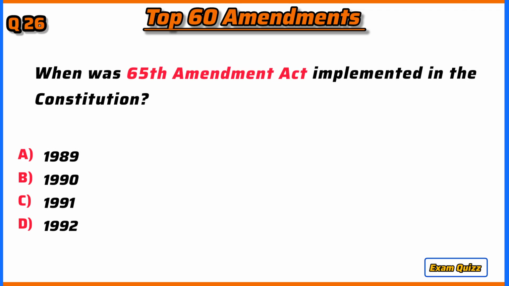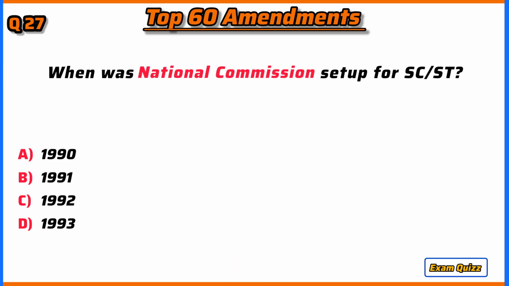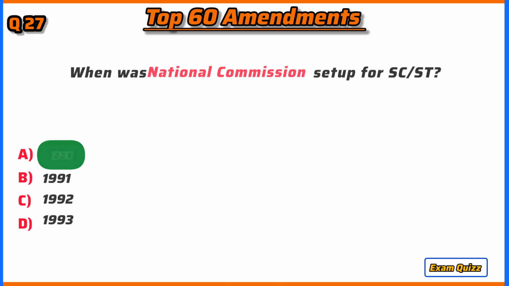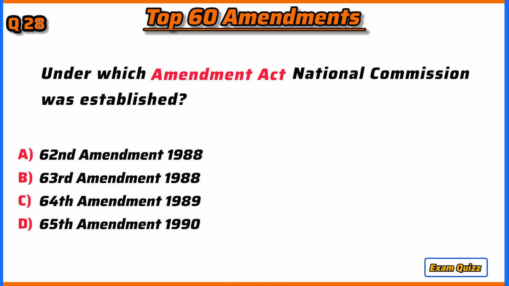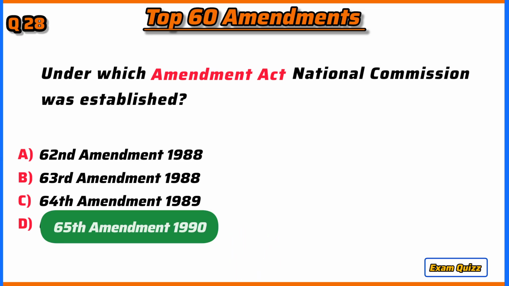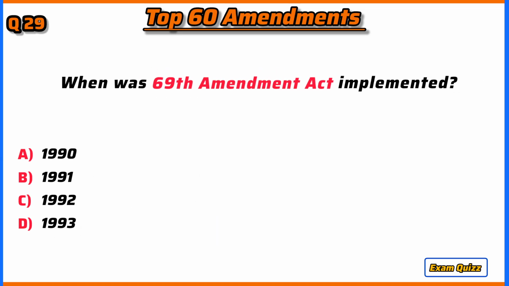When was the 65th Amendment Act implemented in the Constitution? When was the National Commission set up for SC and ST? Under which Amendment Act was the National Commission established? When was the 69th Amendment Act implemented?